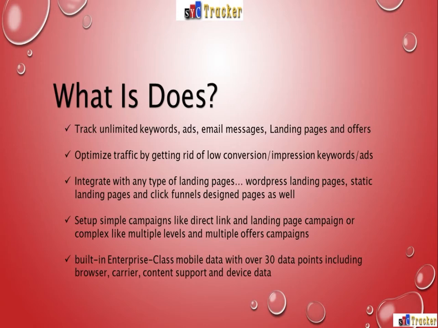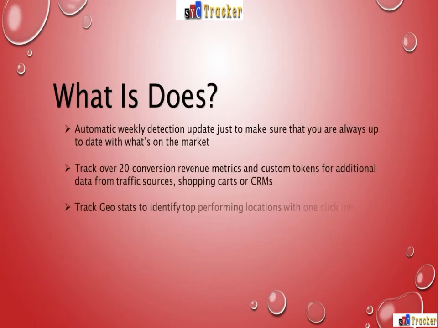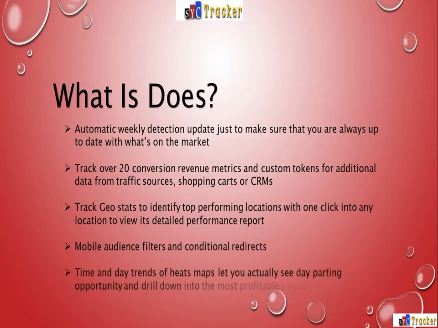SYC Tracker has a built-in enterprise class mobile data with over 30 data points including browser, carrier, content support and device data. It has automatic weekly detection updates just to make sure that you are always up to date with what's on the market. With SYC Tracker you can track over 20 conversion revenue metrics and custom tokens for additional data from traffic sources, shopping carts or CRMs.